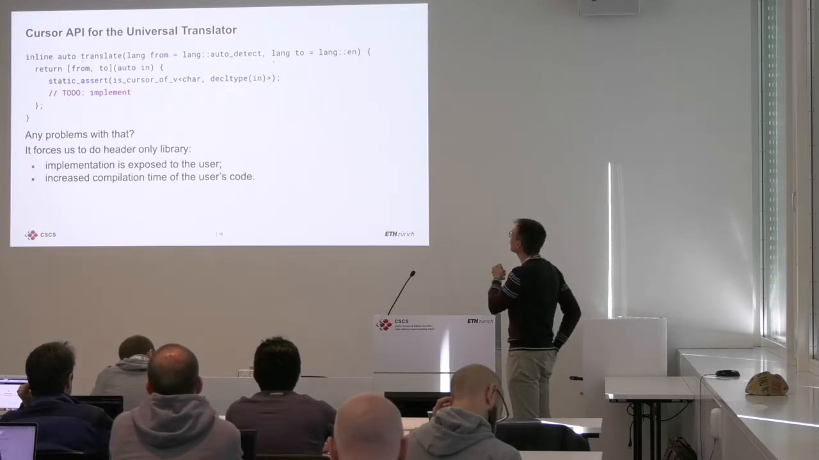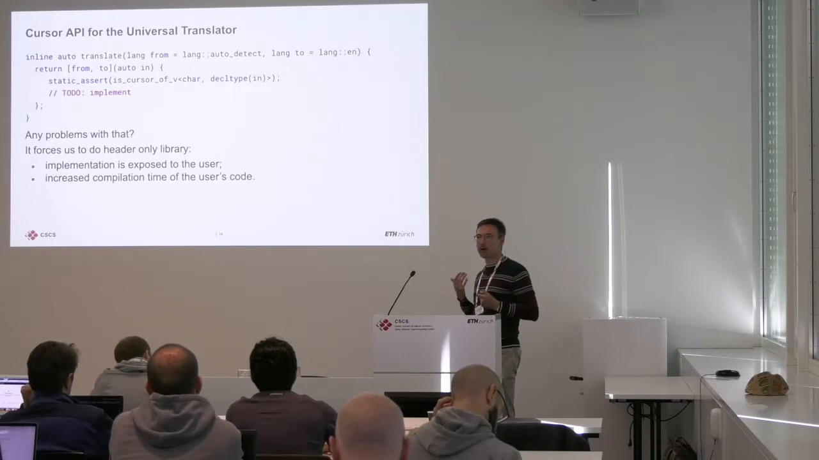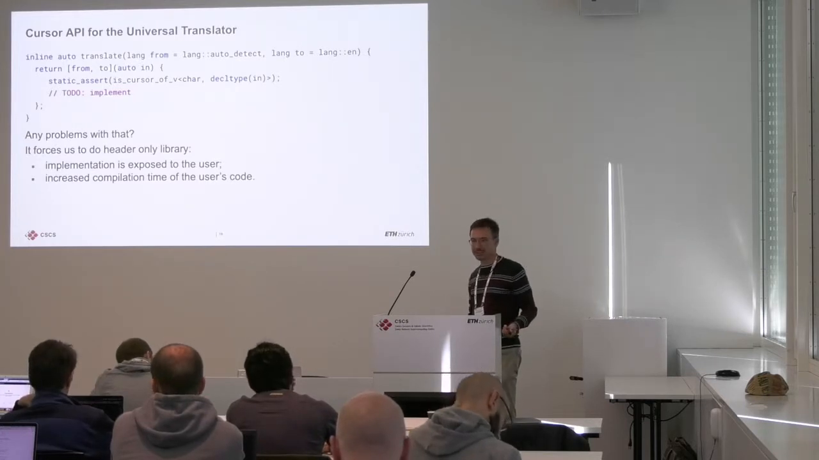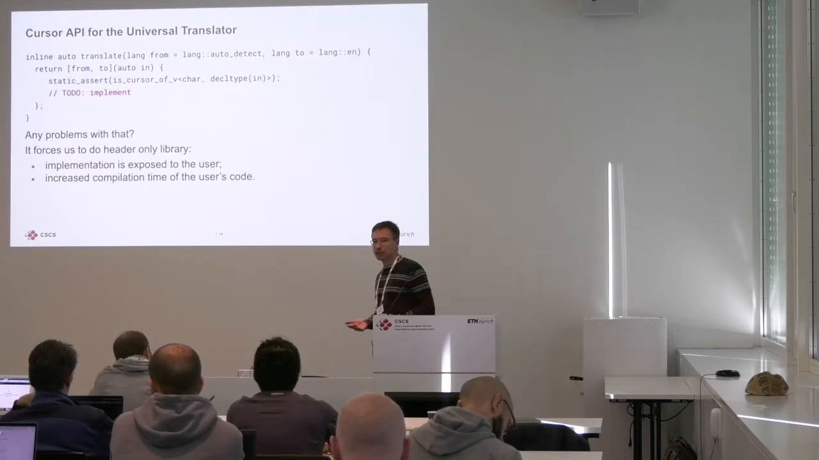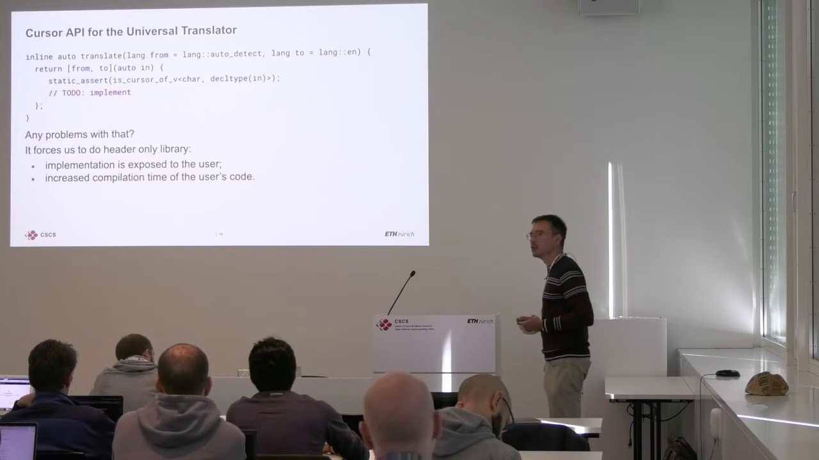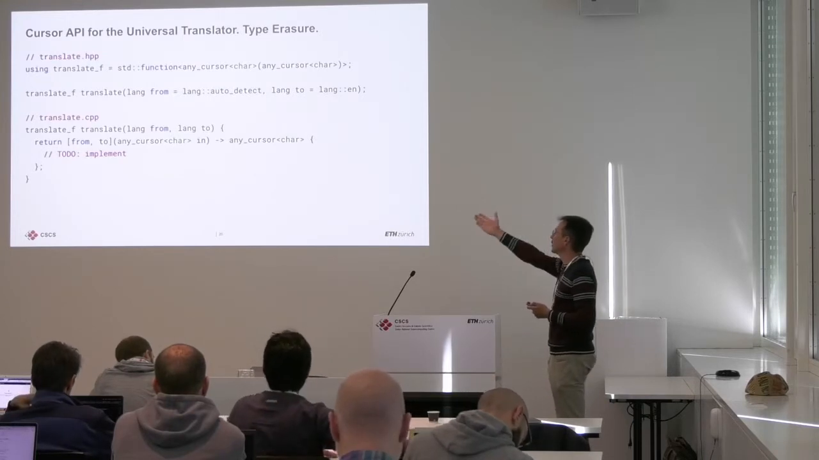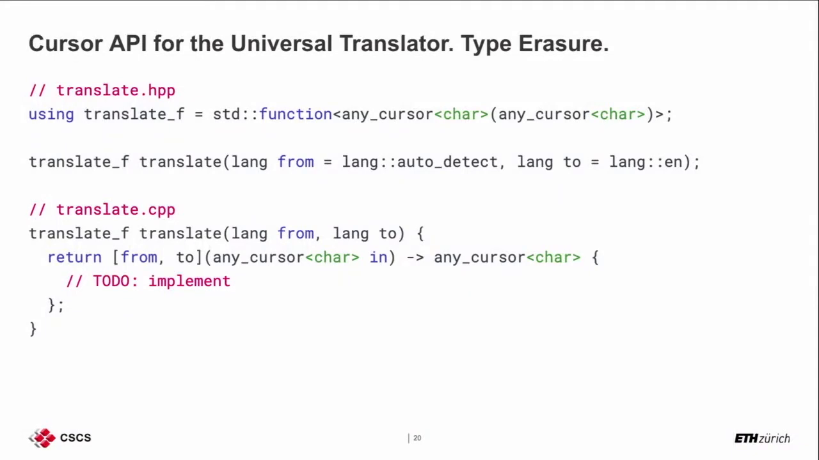In order to use this translate function, the compiler should see the body, because otherwise it doesn't know the signature. And this means that the usage of this function should be in the same compilation unit as the definition. You cannot avoid that. And this is the way to avoid that. We just force translate to return our type where the type is erased. So we already have type erasure for the functor, but now we want to implement type erasure for the cursor.